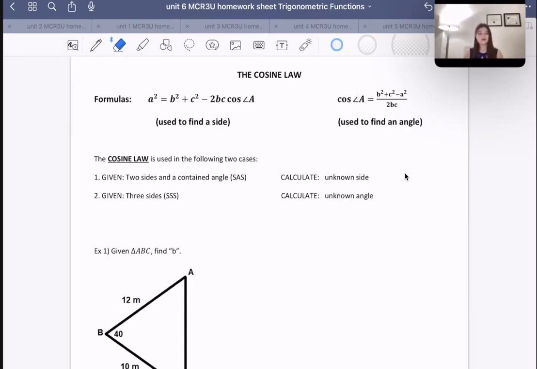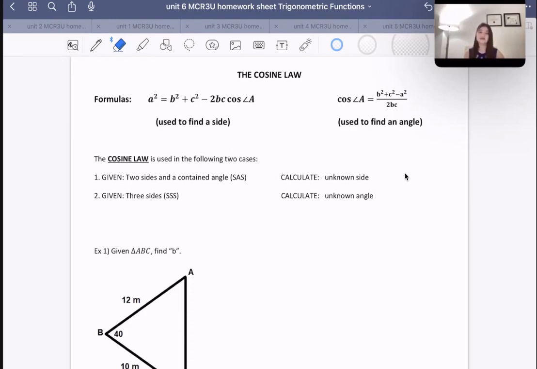We could also use cosine law instead of using sine law. But again, sine law, even though it's more complicated than basic trig ratios, is still a lot less complicated than this cosine law. So I don't know why we would want to use it. So we're only actually going to want to use it in these two cases where we cannot use basic trig ratios and where we cannot use sine law.